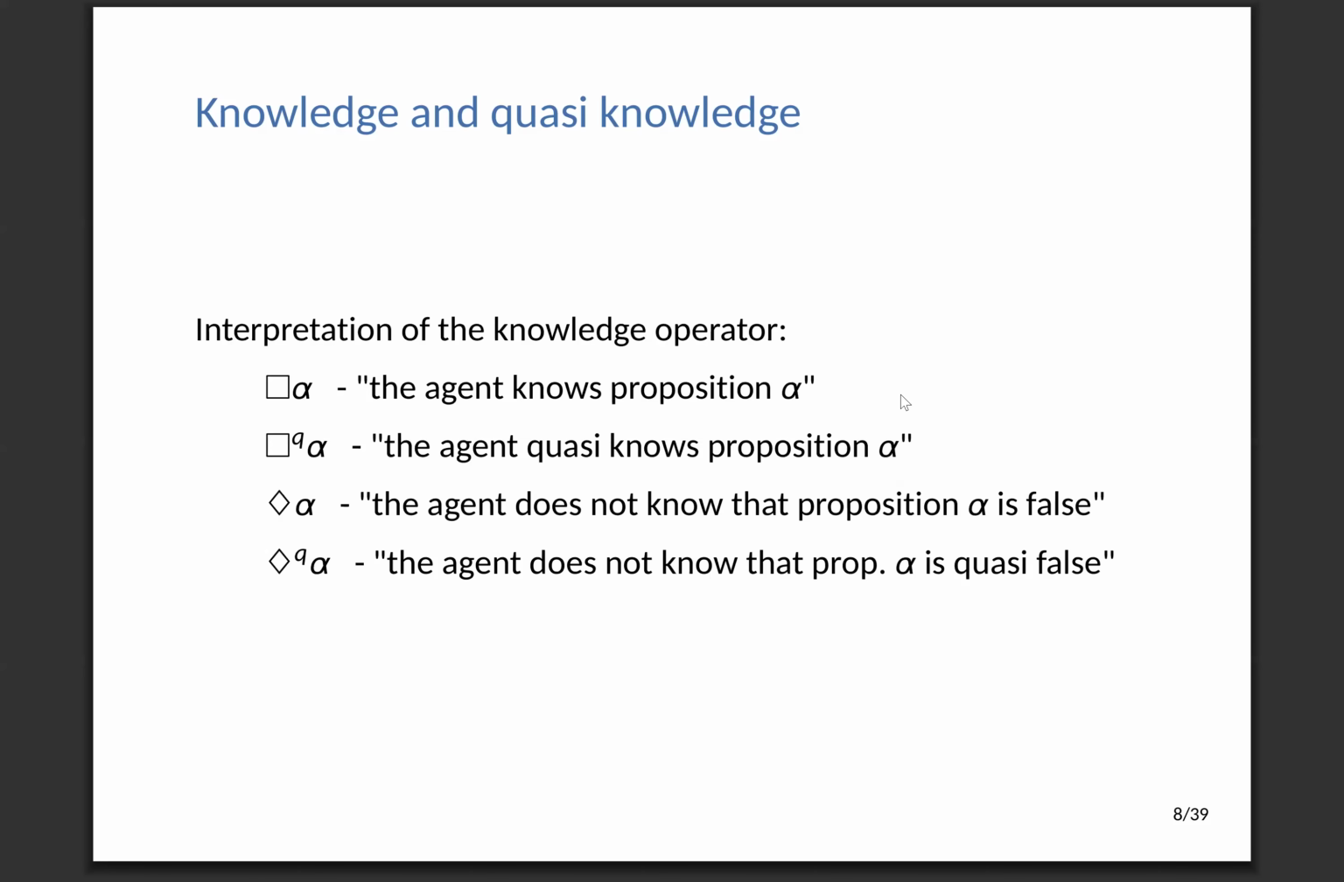We have the interpretation of box alpha as the agent knows proposition alpha. We have box Q, that the agent quasi-knows proposition alpha, and we have dual operators for the boxes: that the agent doesn't know that proposition alpha is false, and the agent doesn't know that proposition alpha is quasi-false.